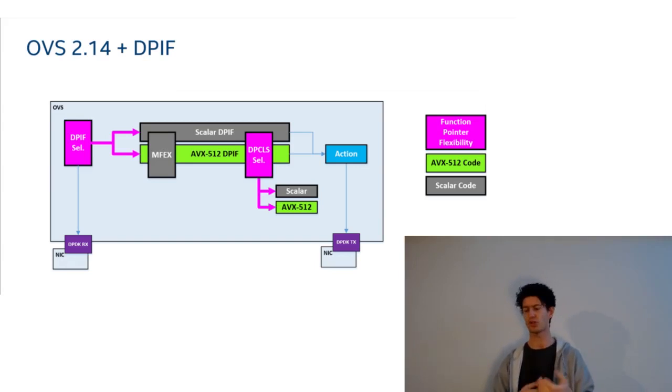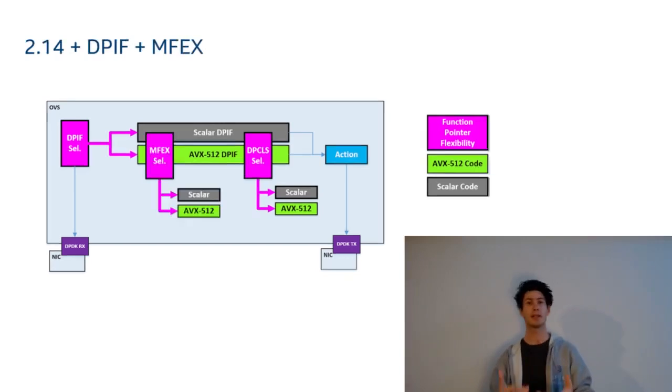Again, this function pointer is just a selector. It enables us to switch between those two implementations, and both can be active at the same time in theory as well. Let's continue and have a look at the Miniflow Extract implementation as well. Previously we saw this gray box in the middle, the Miniflow Extract implementation. Now we see it's also become a function pointer and is now a runtime selectable component.